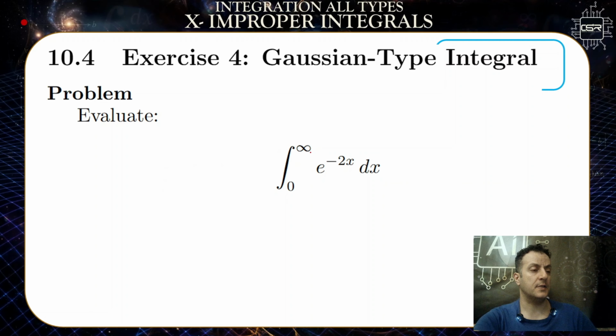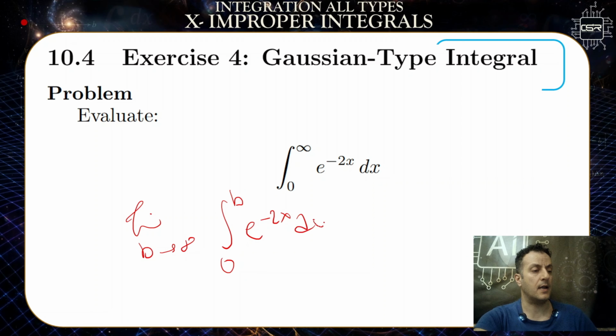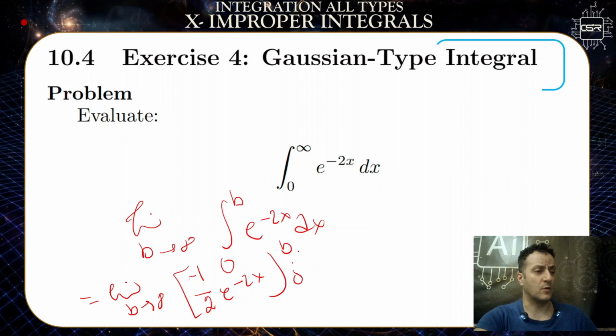Integral from 0 to infinity of e to the minus 2x dx. Limit as b approaches infinity. Straightforward. Integral between 0 and b of e to the minus 2x dx equals the limit as b approaches infinity of, okay, so e to the minus 2x becomes minus 1 half e to the minus 2x between b and 0.